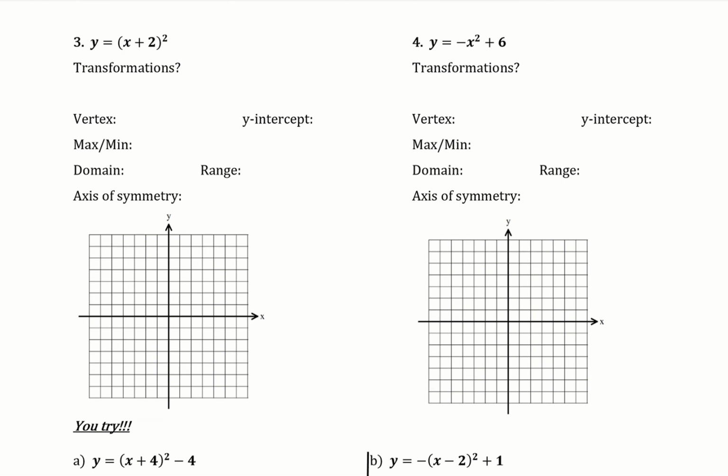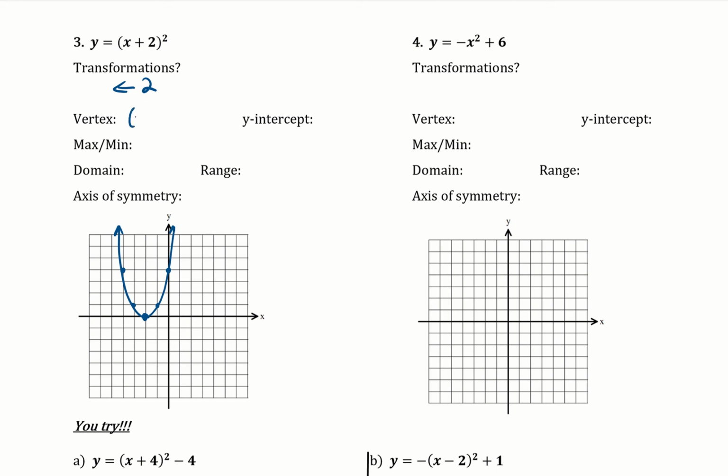So for number 3, we have x plus 2 in parentheses, so the only transformation is left 2. All right, so from 0, 0, we're going to go left 2, put our vertex. There's nothing else being done to the graph. So it's right 1, up 1, left 1, up 1. Go back to the vertex, right 2, up 4. 1, 2, 3, 4. Left 2, up 4. And then just draw the parabola passing through those points.